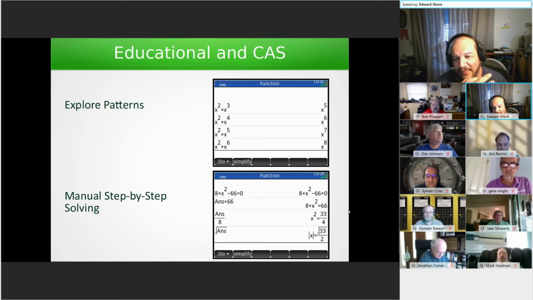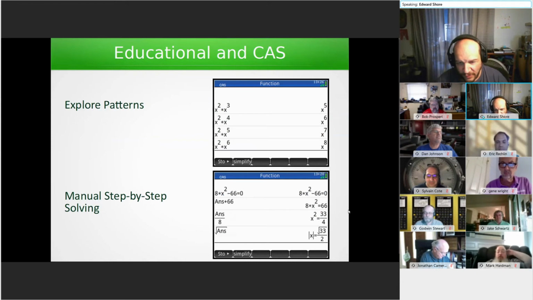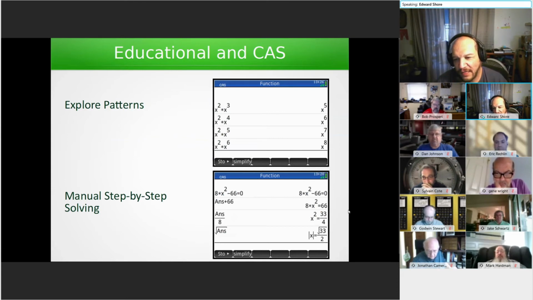One of my favorite parts of CAS enabled calculators is to do manual step-by-step solving. What happens is, in CAS mode, the variable ANS, last answer, will store the expression, both sides. So for example, I have 8x squared minus 66 is equal to 0. If I do ANS plus 66, it adds 66 to both sides, resulting in 8x squared is equal to 66.